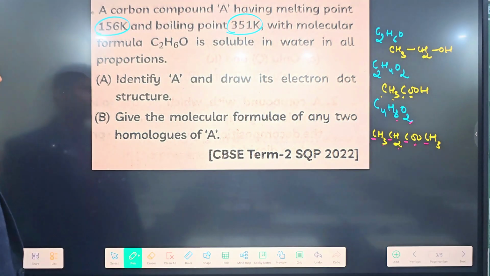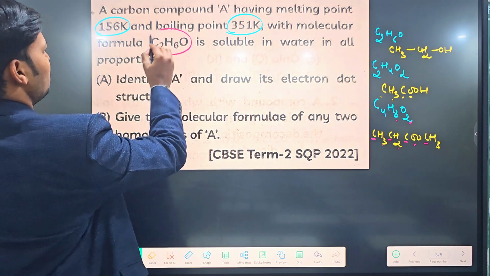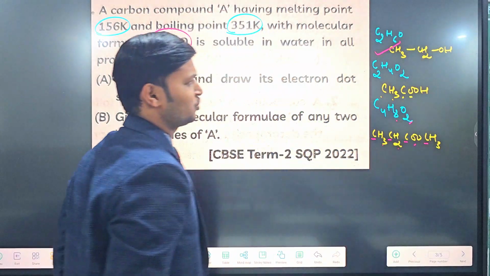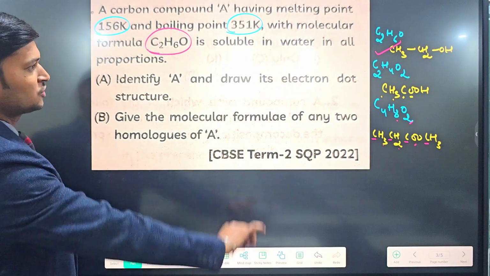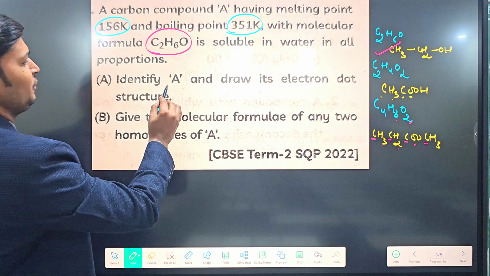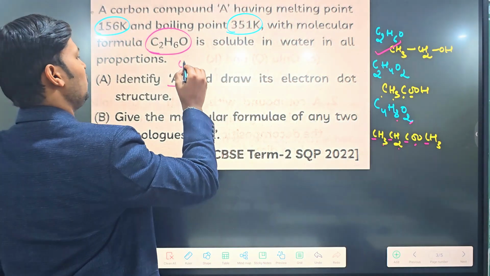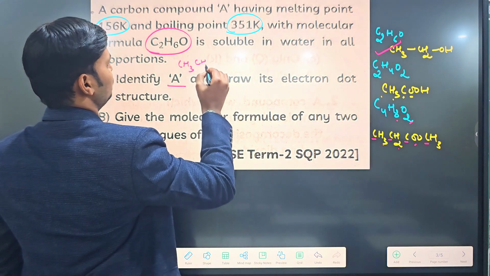Now look at here, with molecular formula C2H6O. देखो ऑलरेडी क्वेश्चन तुरंत क्लियर हो गया कि which compound is given in the question, that is ethanol, soluble in water in all proportion. Identify A. Already we have done the answer part. That is A, हम लोग का क्या होगा? Ethanol. So it will be your CH3CH2OH.